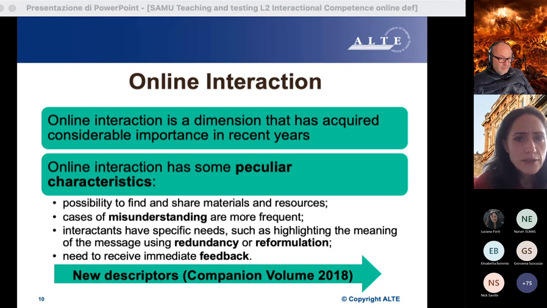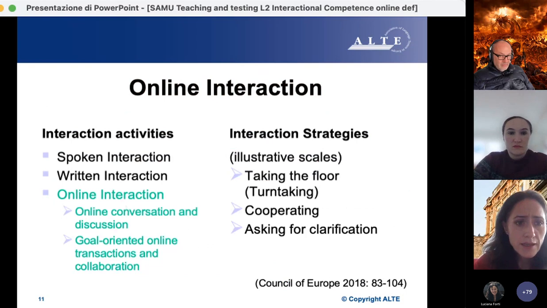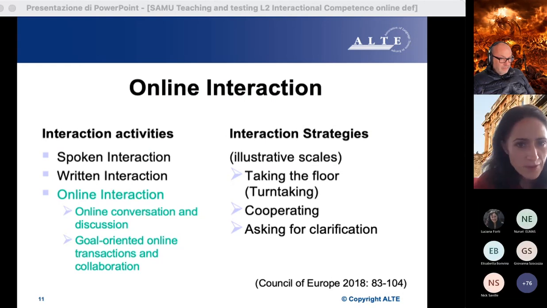Since online communication is unlikely ever to be the same as face-to-face interaction, and the properties of group interaction online are almost impossible to capture in traditional competence scales, the companion volume proposes new descriptors for online interaction, namely online conversation and discussion, and goal-oriented online transactions and collaboration. Interaction strategies are slightly modified in the companion volume, but include the same illustrative scales that we know since the 2001 edition for taking the floor, cooperating, and asking for clarification.